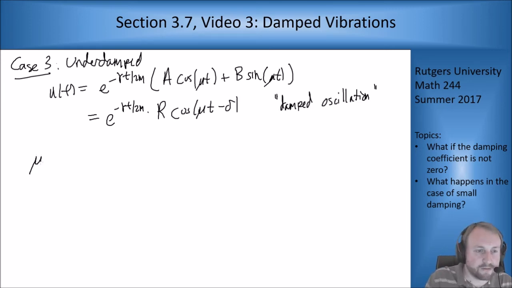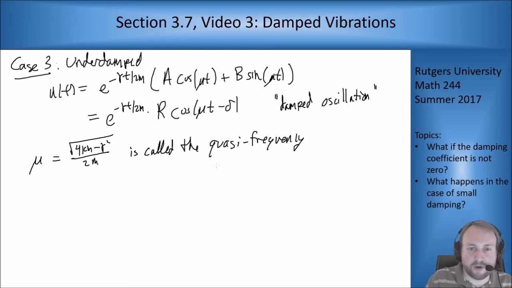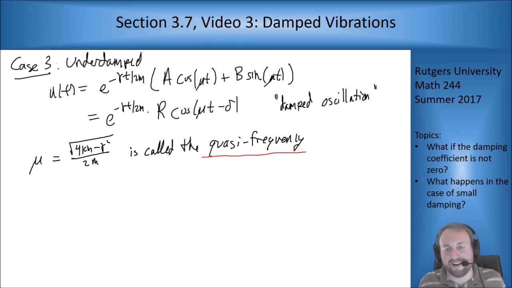This mu, which we had the formula for before, but I'll write it again, is called the quasi frequency because the function's almost a periodic oscillation, right? It's a periodic oscillation, but it decays over time. So we can't call it an actual frequency because it's not quite the right thing, but it's almost a frequency. So that's called the quasi frequency.